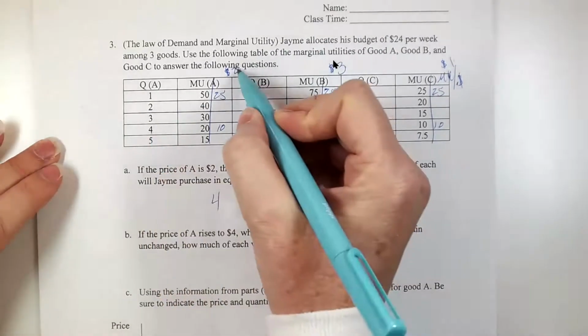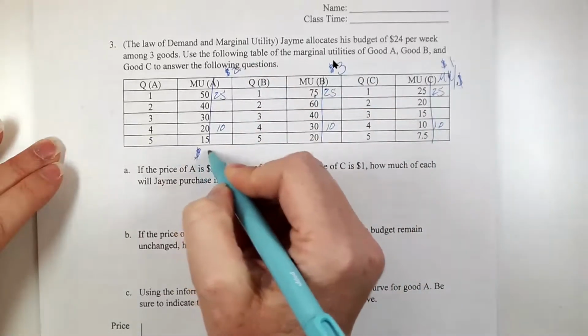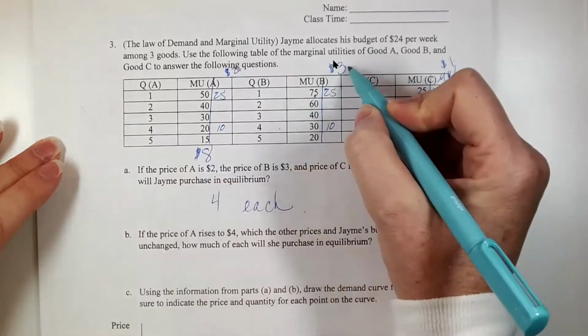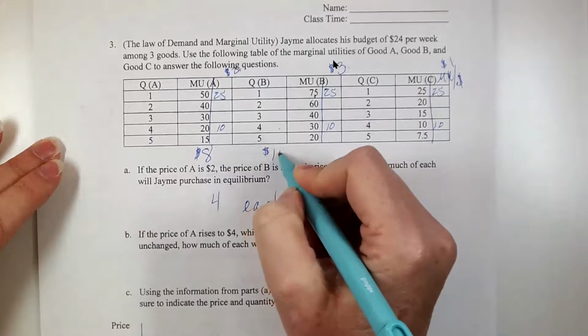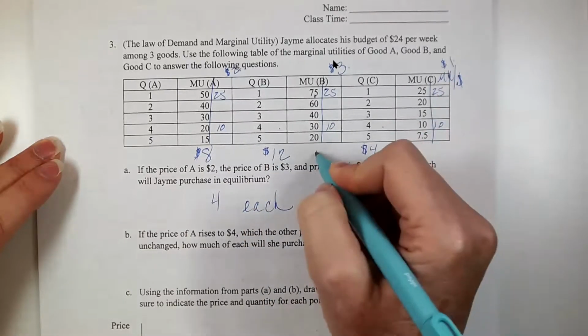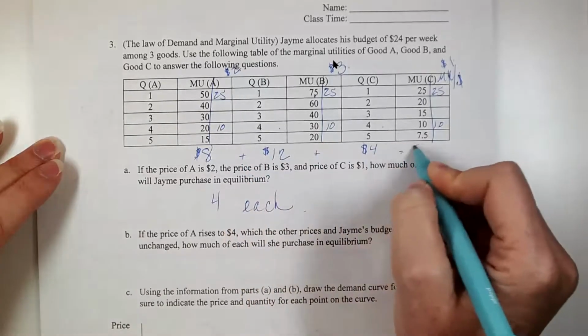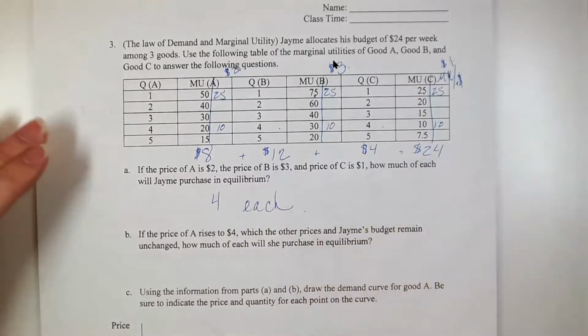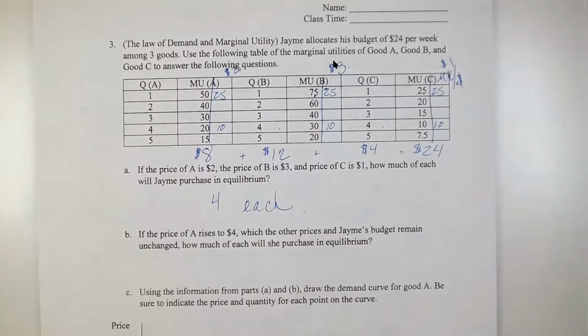4 units at $2 a piece is $8. 4 units, $3 a piece is $12. 4 units at $1 a piece is $4. We add those all up. We got $24 spent. That exhausts our budget. All right, let's go on to B.